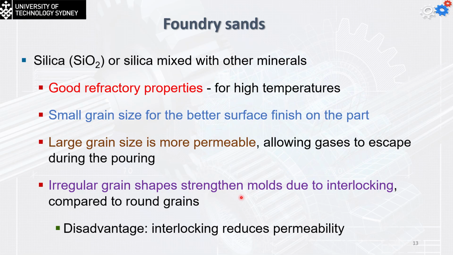Irregular grain shapes strengthen the mold due to the interlocking between the parts compared to the round grains. The round grains are not going to be holding each other, so the possibility of the mold collapsing is going to be quite high. While if I'm going to have irregular grains, when I compact them, they're going to hold each other by the interlocking. The disadvantage for the irregular grains is that the interlocking reduces the permeability, which is, as we said once again, the capability for the gases to escape.